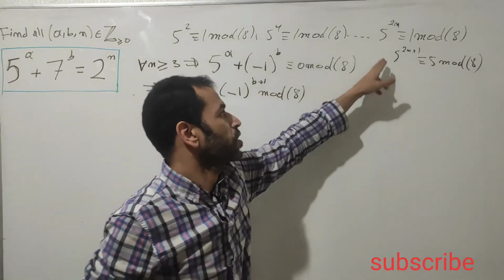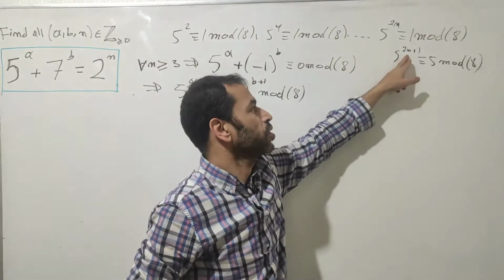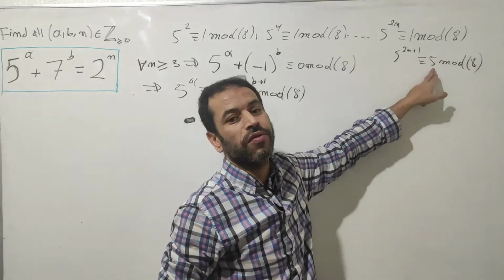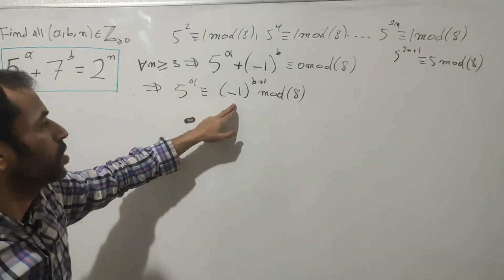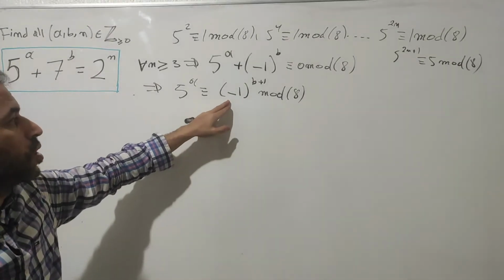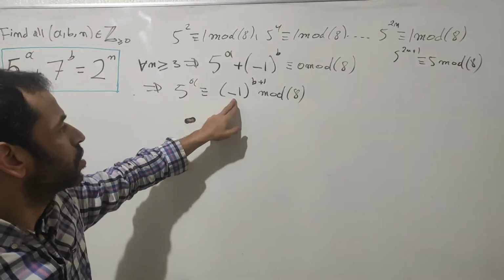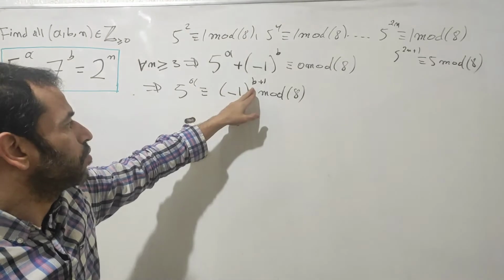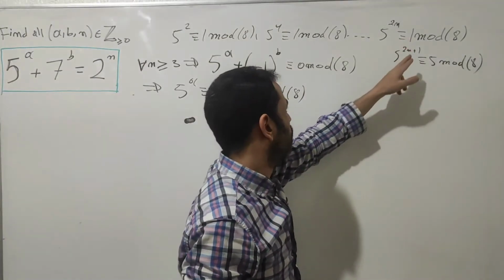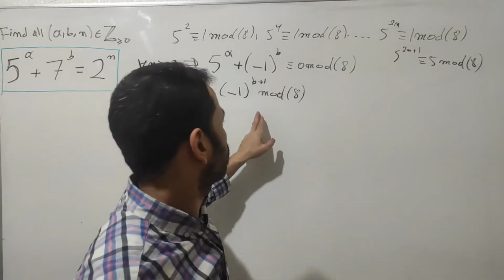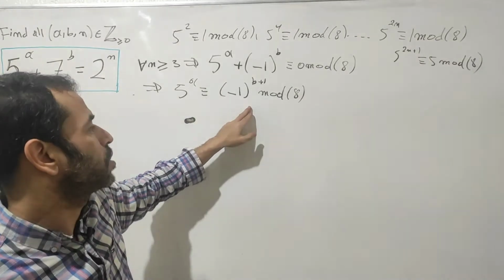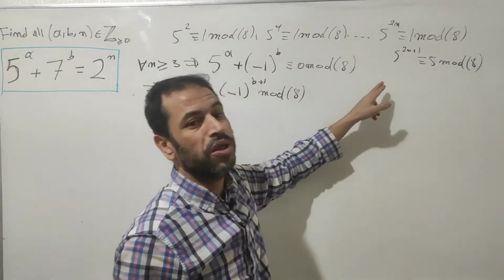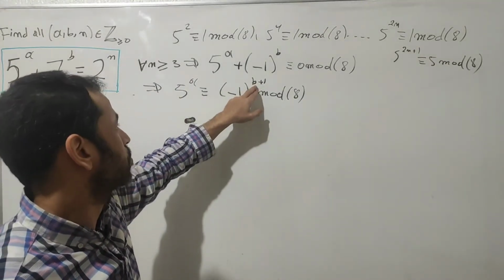By using this fact and this fact, when the exponent is odd the remainder is 5, and if the exponent is even, the remainder is 1. It's the same thing here. Since you get minus 1 here, the exponent must be even in order to get this. We cannot get 5, because if it is odd, you will have minus 1 plus 8, which gives a remainder of 7, which is impossible. So this one must be even.